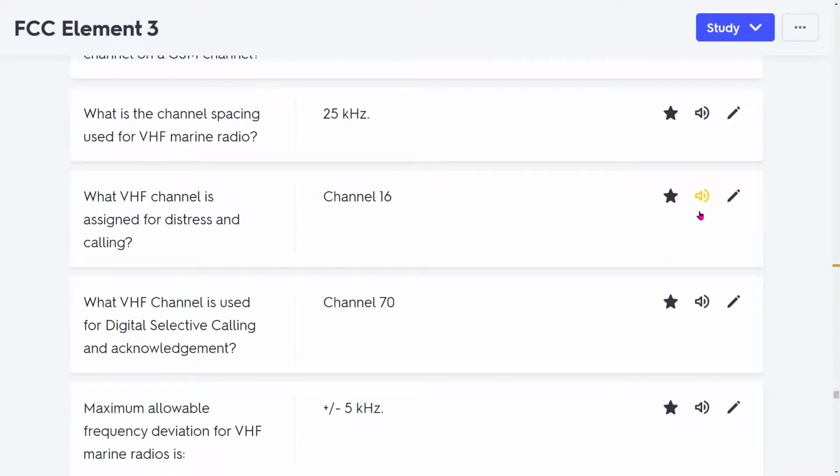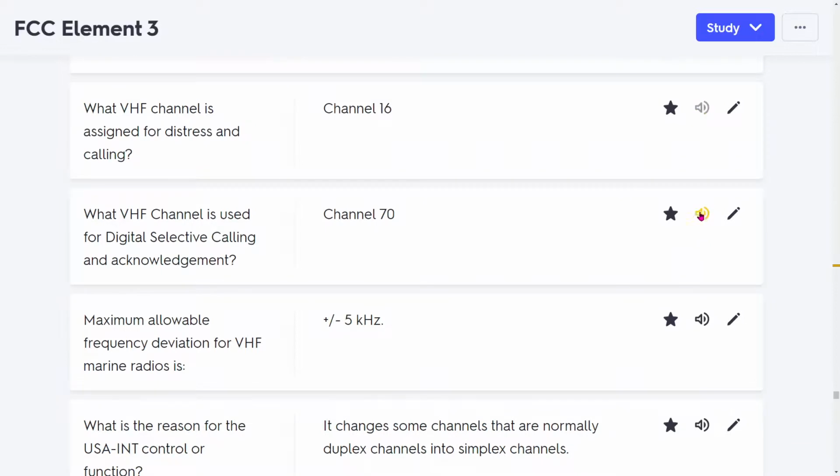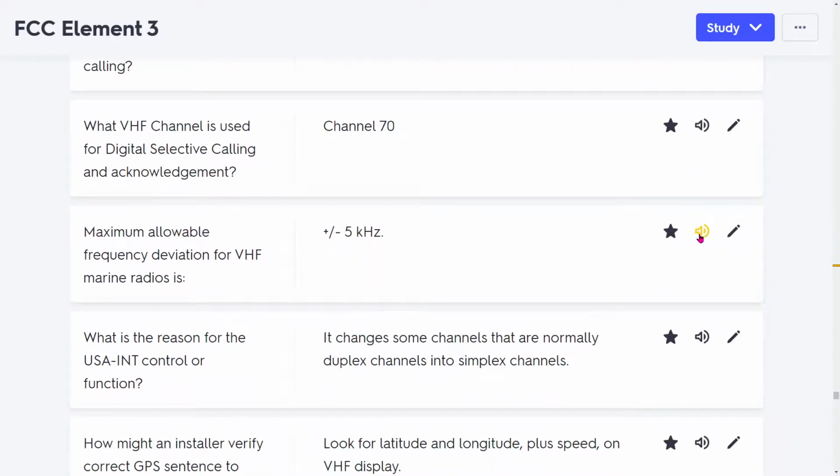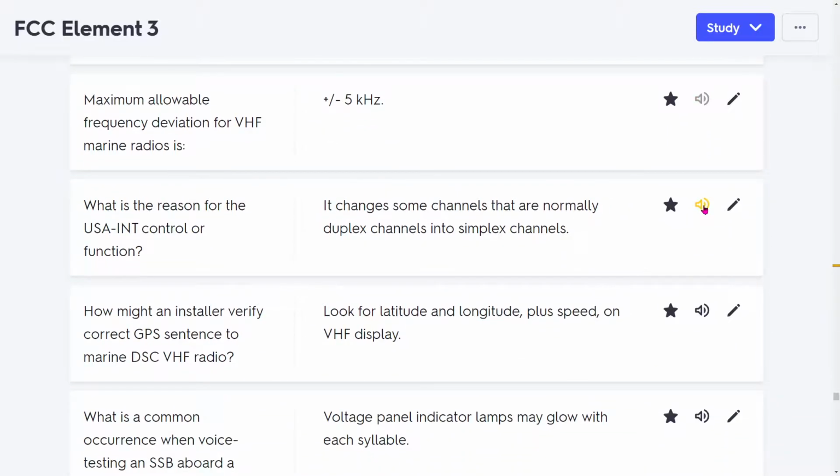What VHF channel is assigned for distress and calling? Channel 16. What VHF channel is used for digital selective calling and acknowledgement? Channel 70. Maximum allowable frequency deviation for VHF marine radios is +/-5 kHz. What is the reason for the USA in control or function? It changes some channels that are normally duplex channels into simplex channels.